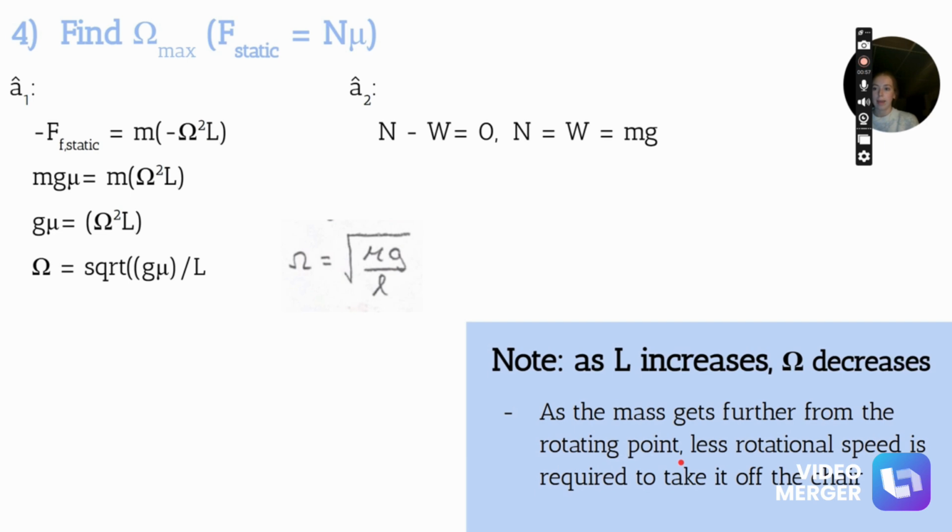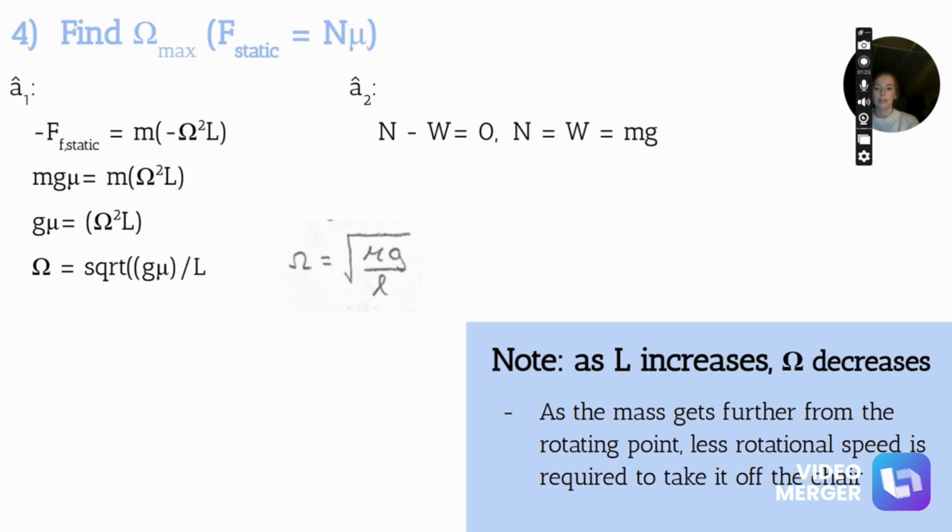And then to find omega max, we are going to use the force of static friction equals the normal force times mu, because anything larger than that, the force of friction will turn into kinetic friction and the mass will move off the chair. So when plugging in this mg for normal force into the force friction, we find that omega max equals the square root of mu times g divided by L.